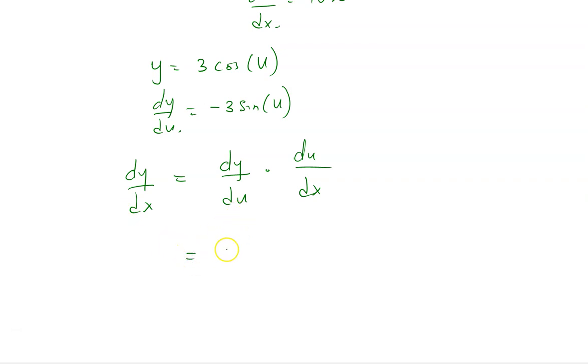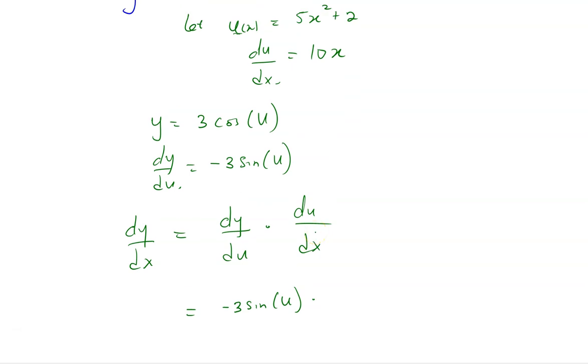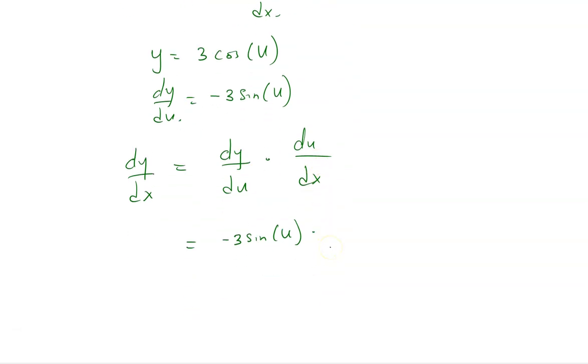The dy on du was given as what? Negative 3 sine u multiplied by, what was the du on dx? This was given by 10x. So multiply by 10x. So here we can simplify. We can say that it's given by negative 10, 3 is 30, negative 30x sine u.